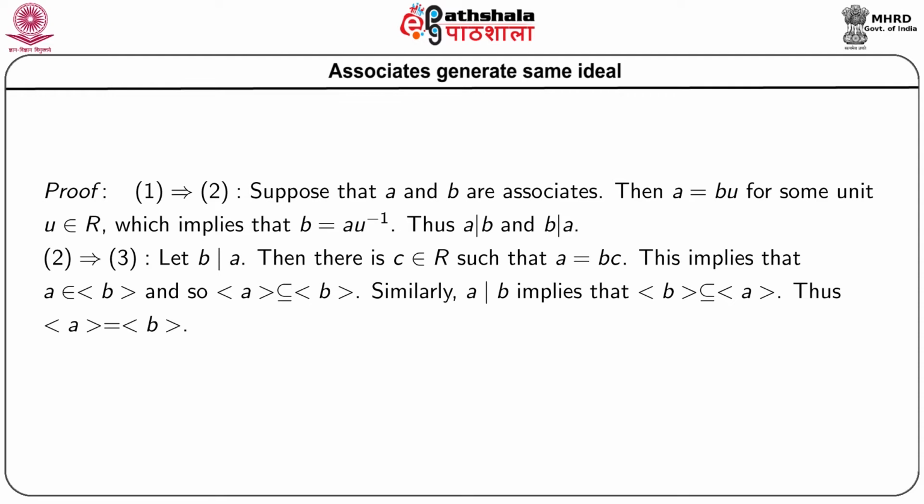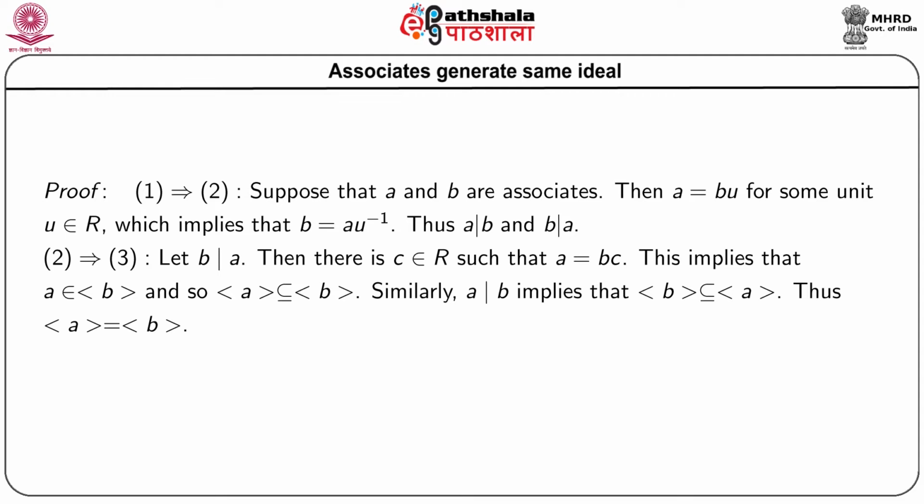Then we have some unit u in R such that a equals bu. Since u is a unit, it has a multiplicative inverse, which we denote by u inverse, and then a equals bu implies that b equals a u inverse. Thus, from a equals bu and b equals a u inverse, we get a divides b as well as b divides a. Now, we prove that condition 2 implies condition 3.